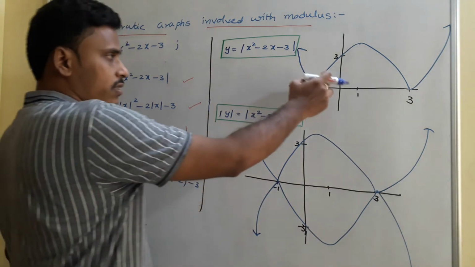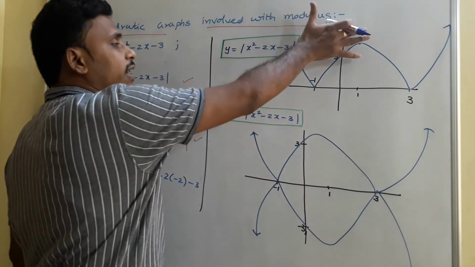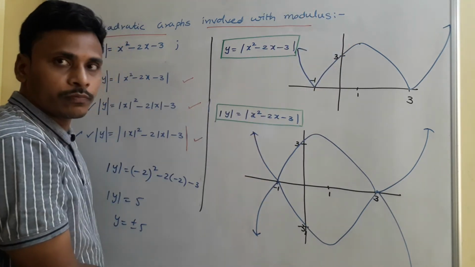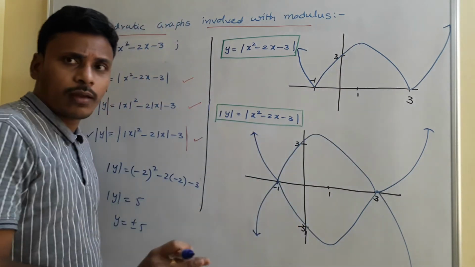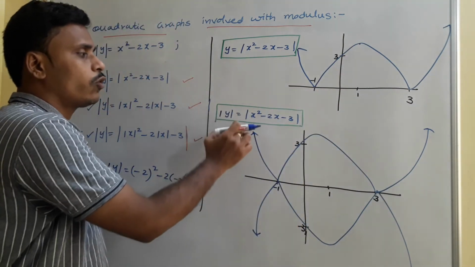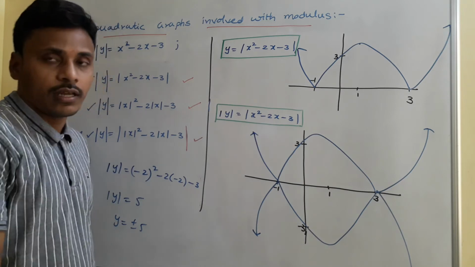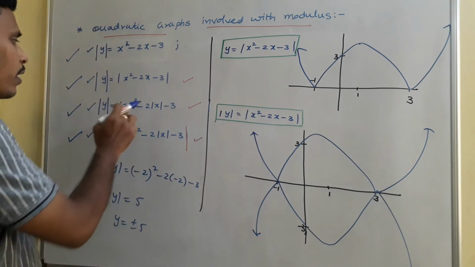First of all, yesterday's graph, then repeat the graph of the positive region in the negative. Okay, that's it. If there is anything in the negative, just neglect it. Okay, so this is the graph for mod y equals mod x square minus 2x minus 3. Just have a look and then I will give you the next one.